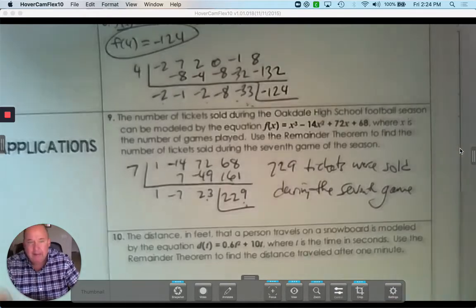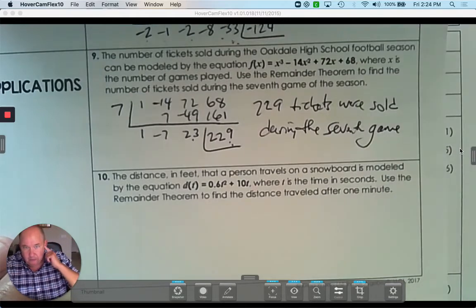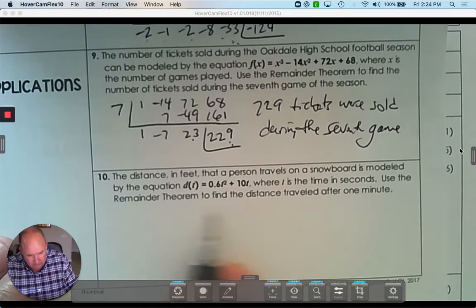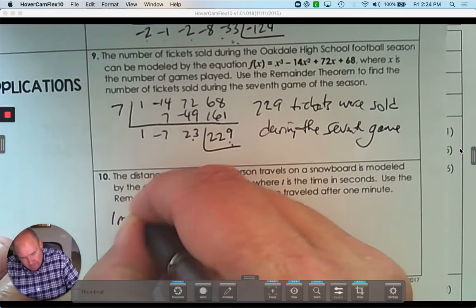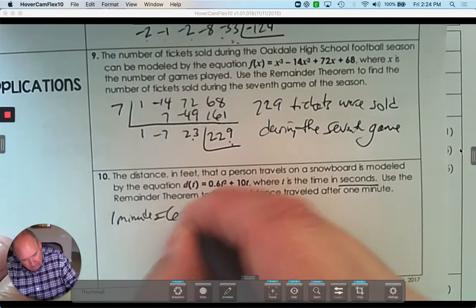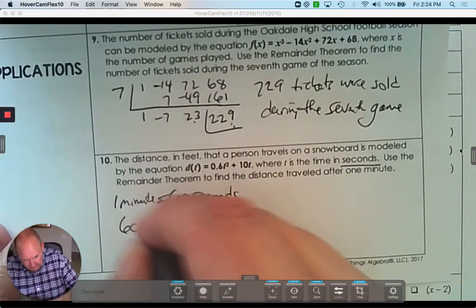All right, another application here. The distance in feet that a person travels on a snowboard is modeled by this equation, where t is in seconds. Use the remainder theorem to find the distance traveled after 1 minute. So a little tricky. Recognize that t is in seconds, so 1 minute is equal to 60 seconds. So we're not going to use 1, we're going to use 60.